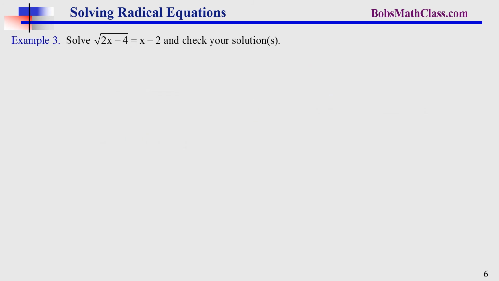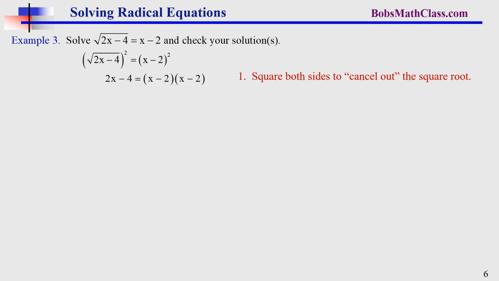Okay, so it's a little bit more complicated. The square root is already isolated on the left-hand side. So we're going to square both sides to cancel out the square root. On the left-hand side, we'll end up with just 2x minus 4, because again, the square cancels out the square root. On the right-hand side, it's x minus 2 squared, so we're going to have to write that out twice, because that's what it means. X minus 2 squared means x minus 2 times another x minus 2. And now we're going to solve that equation.